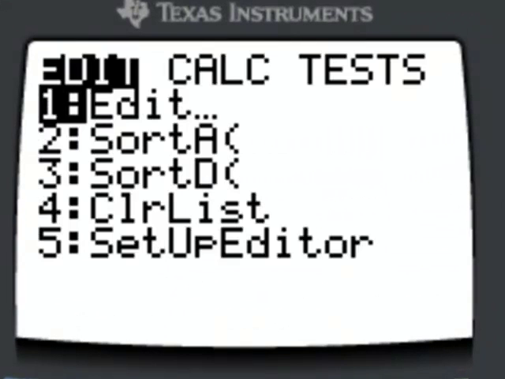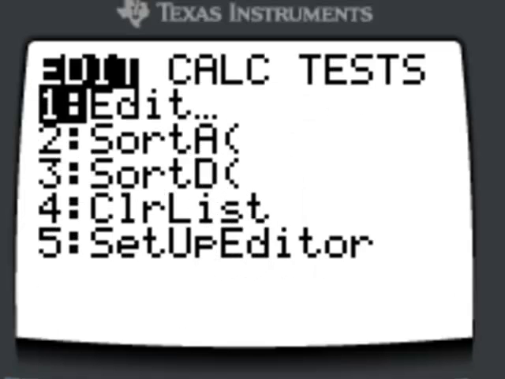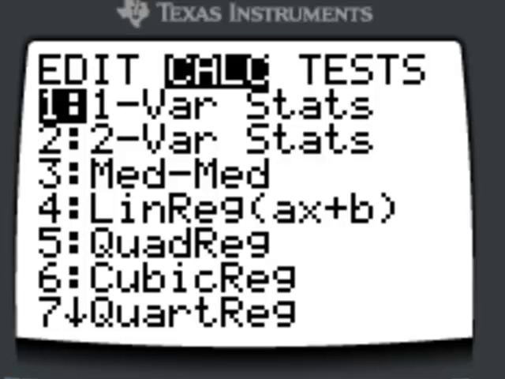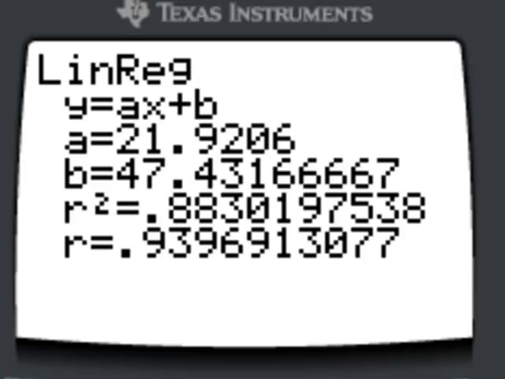So I've gone ahead and entered this data into my L1 and L2, x and y respectively, and I'm going to go under Stat, Calc, and I'm going to start off with a linear regression and just see how that works. And I can see that I'm primarily going to be looking at my r squared value here, the correlation coefficient squared, and that's a 0.88, which is not a very good correlation for this data. So I'll try another one.